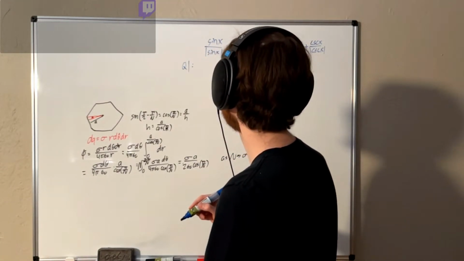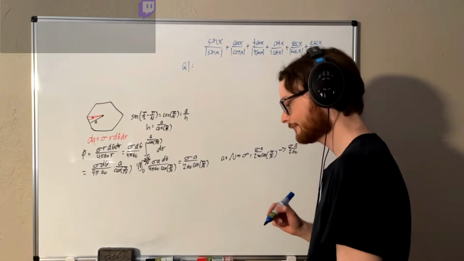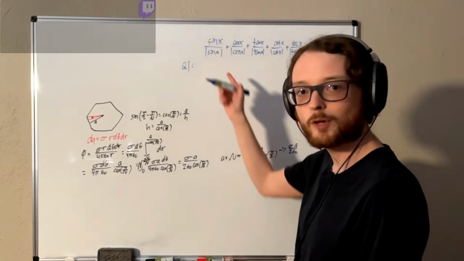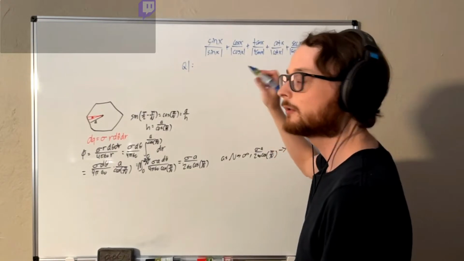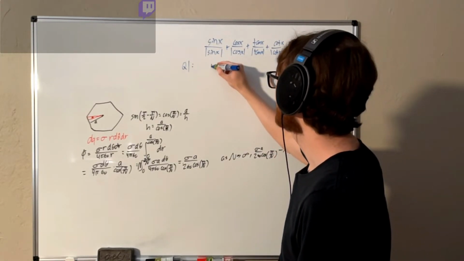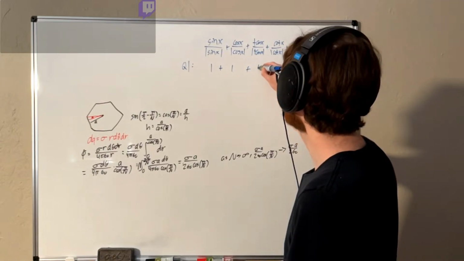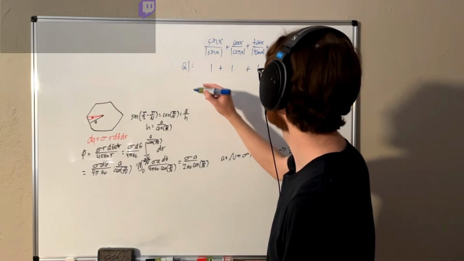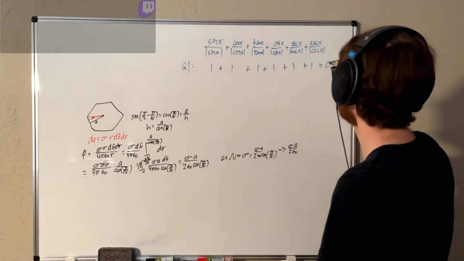In quadrant 1, these are either 1 or -1, right? So sine is positive, cosine's positive. These are all positive. That's just how quadrant 1 works. 6.